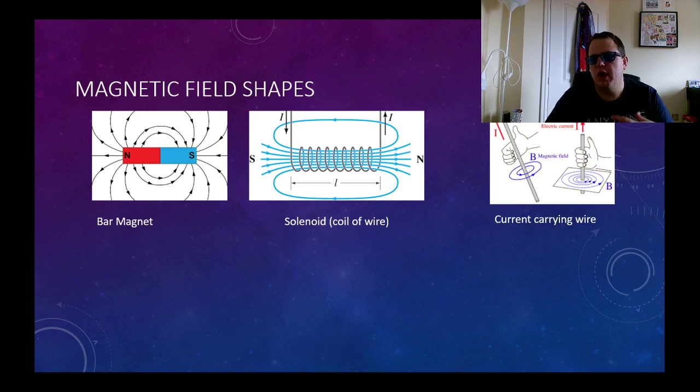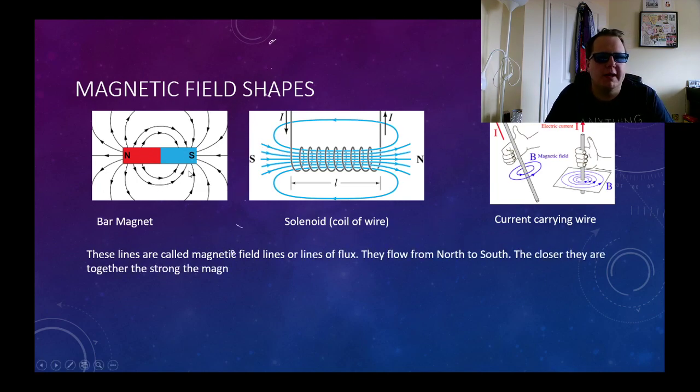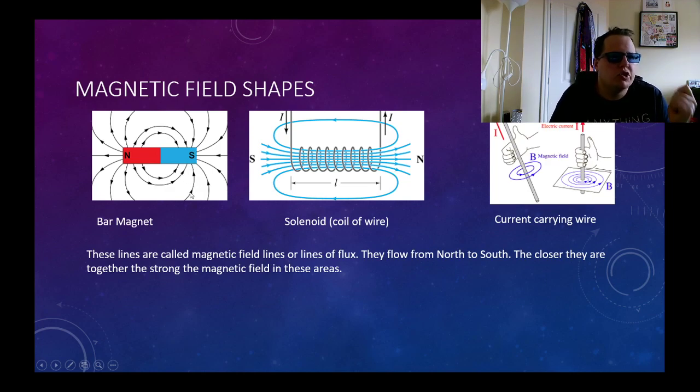So, magnetic field shapes then. These are the three magnetic field shapes that could be in questions that we're expected to know for GCSE and for A-level. For our bar magnet, the black lines are called magnetic field lines. They always flow from north to south, and the closer they are together, the stronger the magnetic field is. You can see in the middle one, the solenoid, these lines are really close together. This is the strongest field. Out here, where they are more spread apart, the field's not as strong.